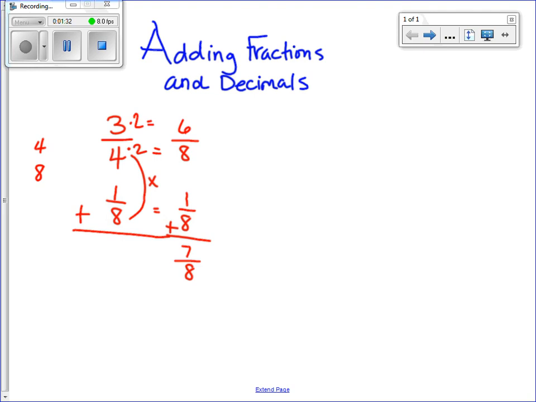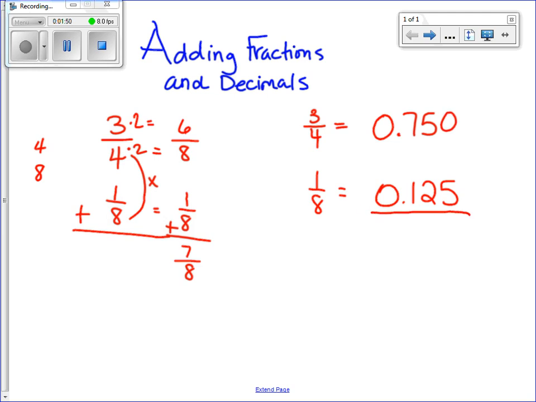Now, if we wanted to do a decimal, 3/4 we know is 75 hundredths. That's one of our benchmarks. 1/8 is another one of our benchmarks and is 125 thousandths. So I'm just going to add a 0 so that they both are sitting in the same place value, and then add them up. 0 plus 5 is 5, 5 plus 2 is 7, 7 plus 1 is 8. Bring down your decimal. 875 thousandths, which I know from my benchmark fractions that those two match.